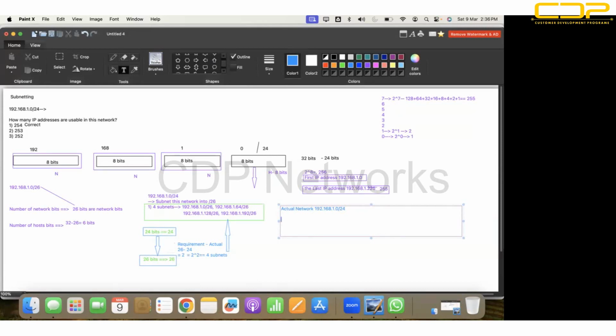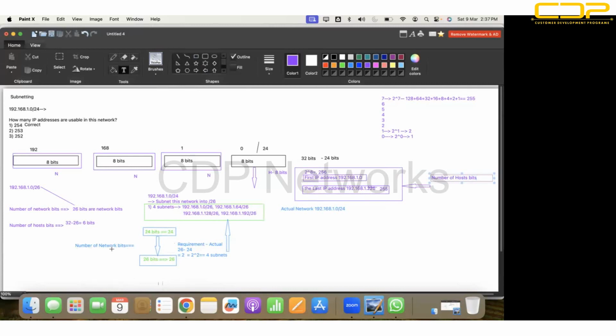You did 32 minus 26, which is 6 bits, right? Why here is it 2 and 4? 26 minus 24 is 4? Okay, how did it come? Fine. This is the number of network bits, and this is the number of host bits. So you understood the number of host bits.